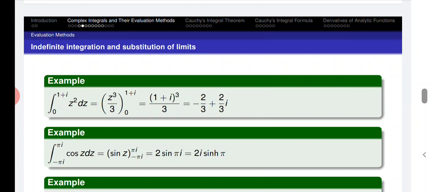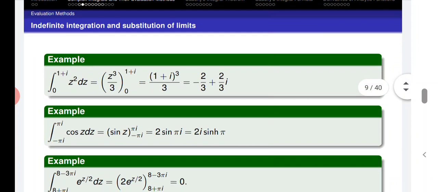Another example has the trigonometric function cos z with limits from minus pi i to pi i. As a trigonometric integration, we have sin z with upper limit pi i and lower limit minus pi i. On solving, we get 2 sin(pi i), and by the property of hyperbolic functions, we may convert this result to 2i sinh(pi).